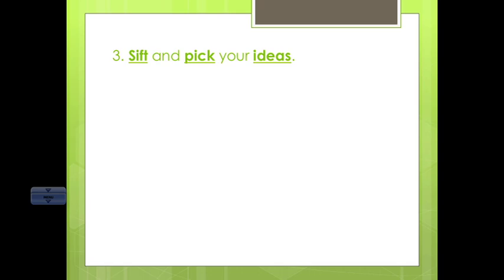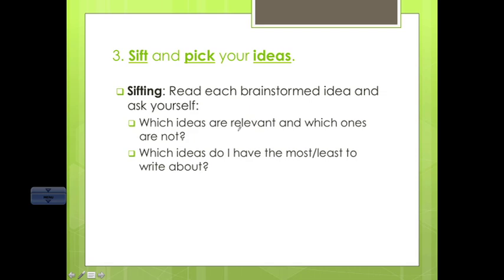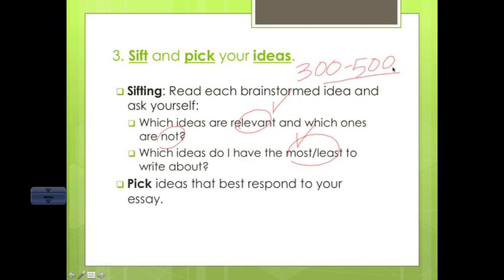Now, the third thing that you want to do when you write your essay is sift and pick your ideas. Again, a very important part. Sifting is when you read each brainstormed idea and ask yourself which ideas are relevant and which ones are not. You also ask yourself, which ideas do I have the most and the least to write about? This is important because you want to pick the ideas that are the most relevant and that you have the most to write about, so that you have a better chance of meeting the 300 to 500 word minimum goal in your Accuplacer writing essay. The second thing you want to do is pick the ideas that best respond to that essay.